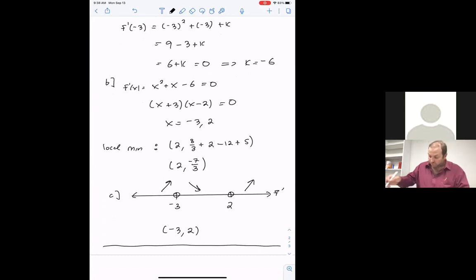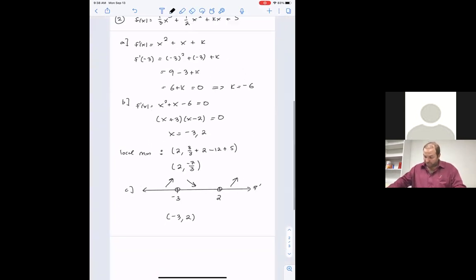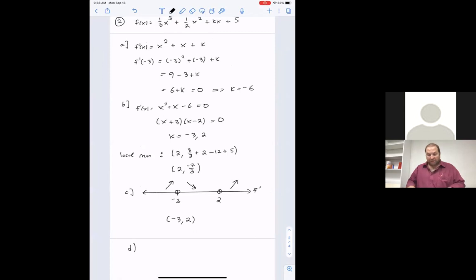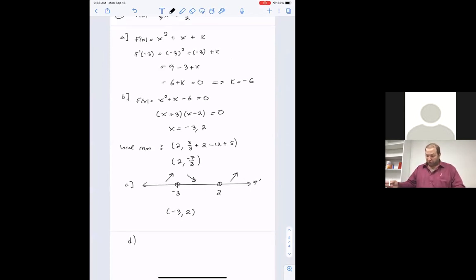Next one is, no, we're not done yet. Next is 2D. And part D says, determine the equation of the normal at x equals -2. Okay, x equals -2, not x equals +2. So let's find the derivative at -2.